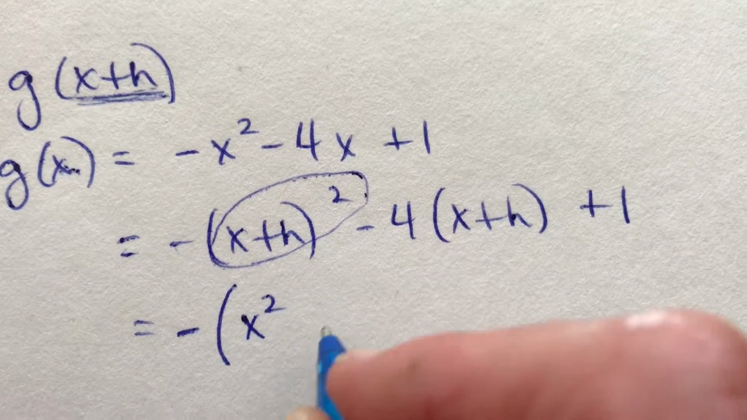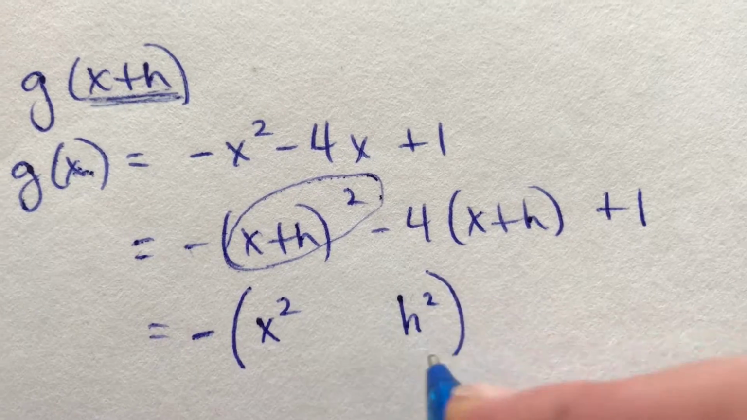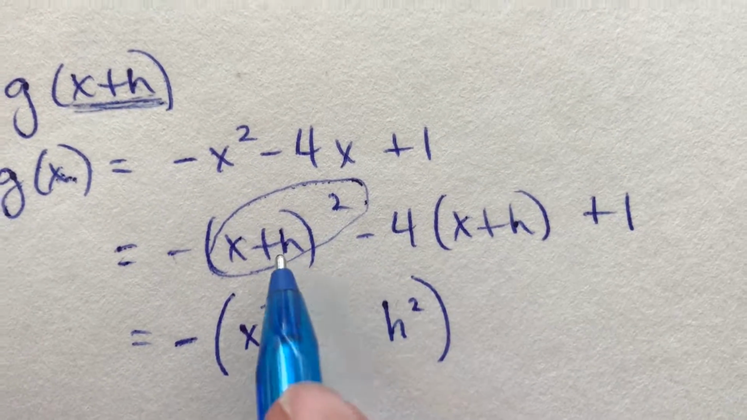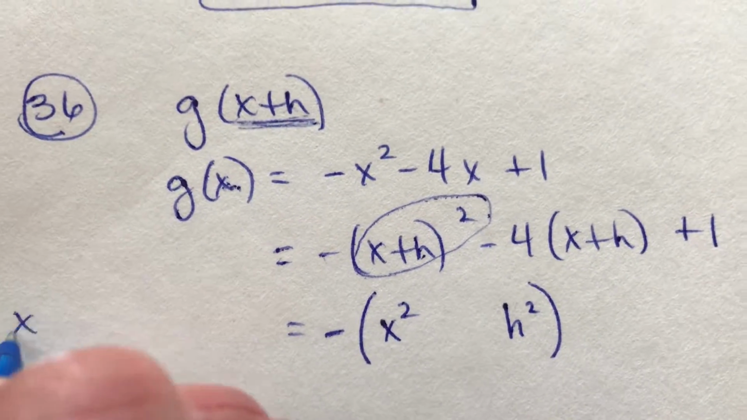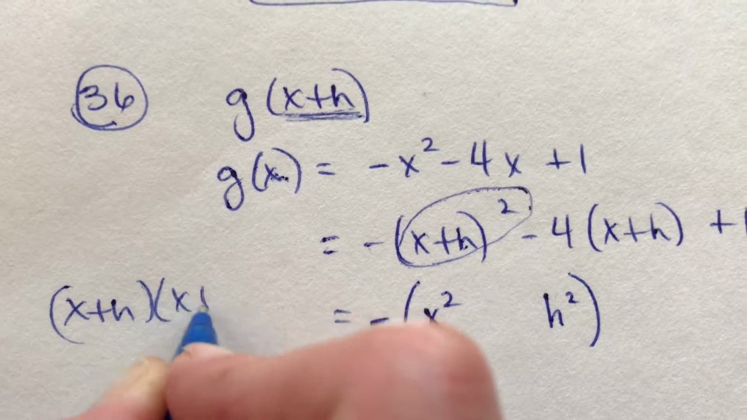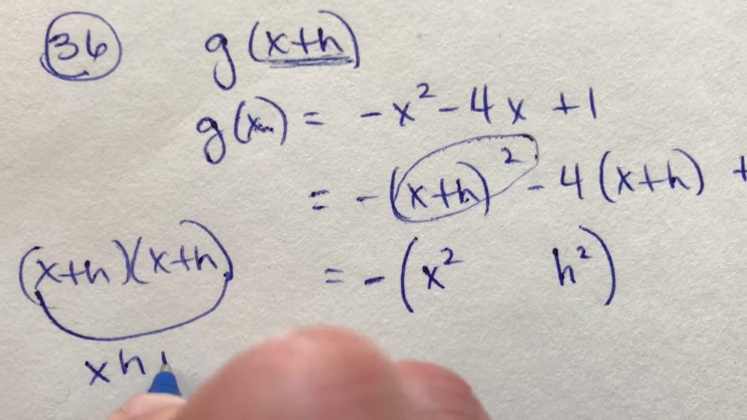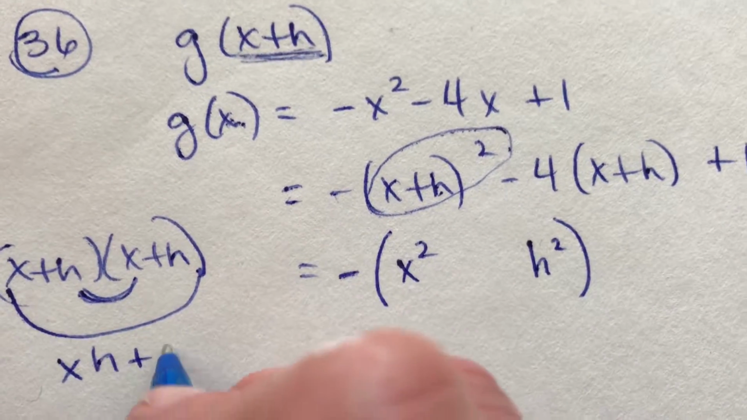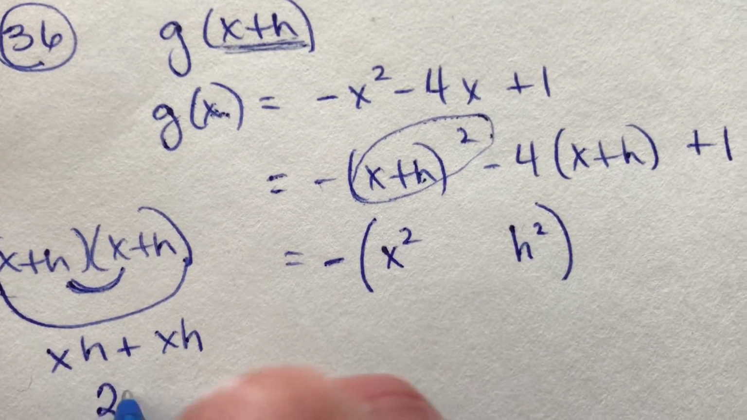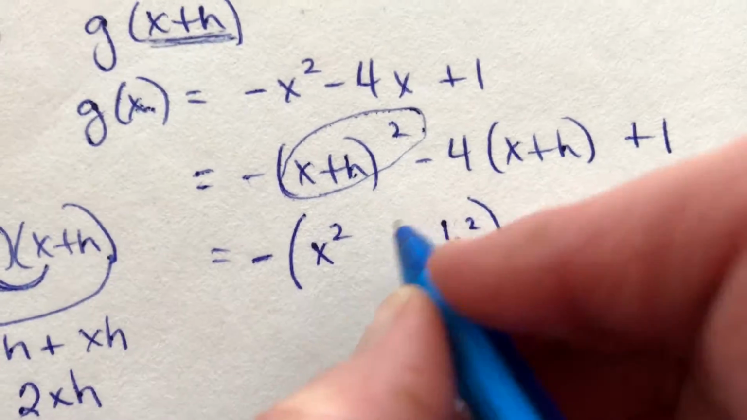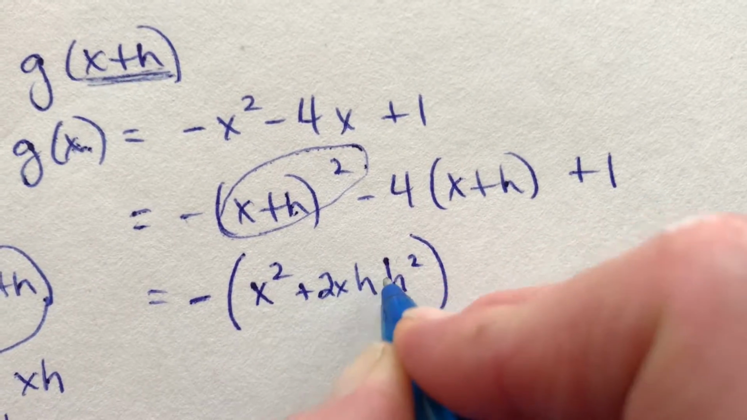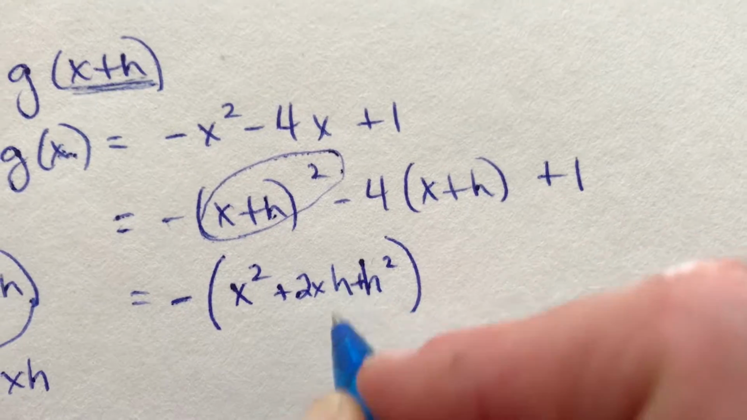So that's x squared. And everybody always remembers the h squared on the end, but don't forget there's a middle term. When you do x plus h times x plus h, when you do your outside terms, do you see you get xh? And then you do your inside terms and you get xh. So you get 2xh for your middle term. So do not forget that. I had to squish him in there.